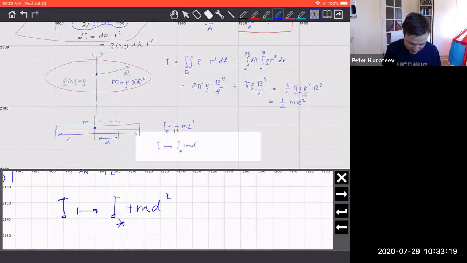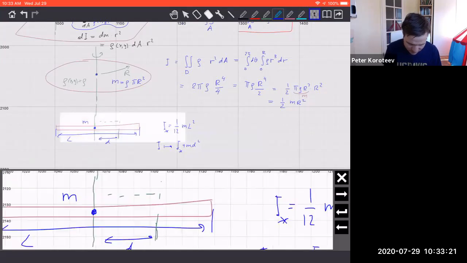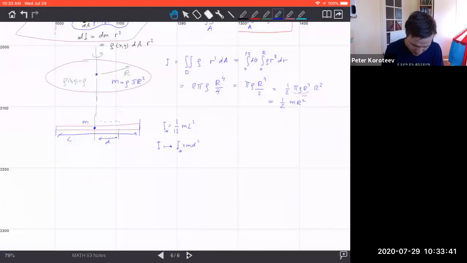So of course you should not go back and forth. You can imagine shifting the axis left and right, and every time adding M d squared, which is of course wrong. This theorem you can easily prove again using the calculation.